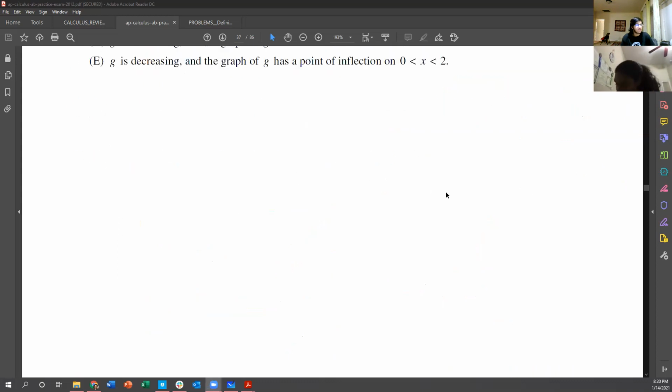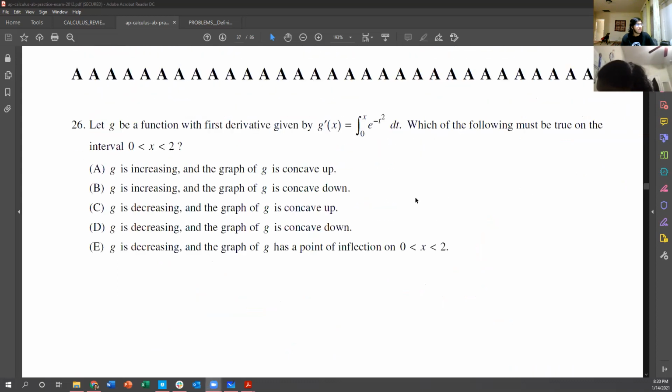Number 26. Did we do this one? I don't think so, no, we did not. Let g be a function whose first derivative is that. So that means g of x just equals negative e to the x squared, right?